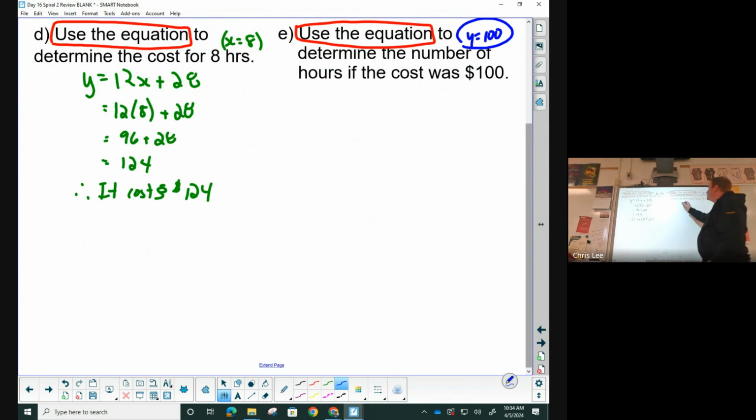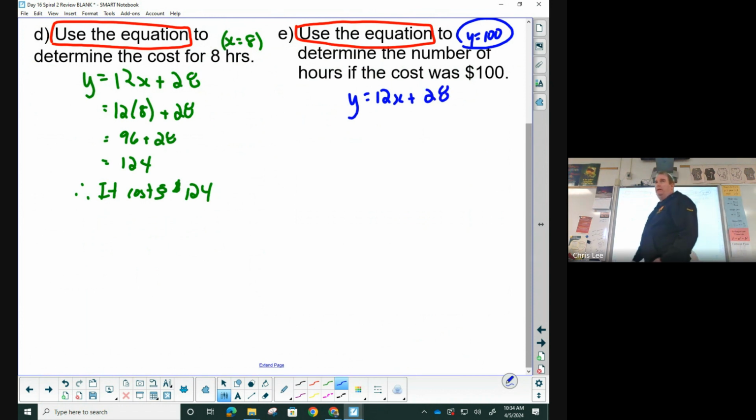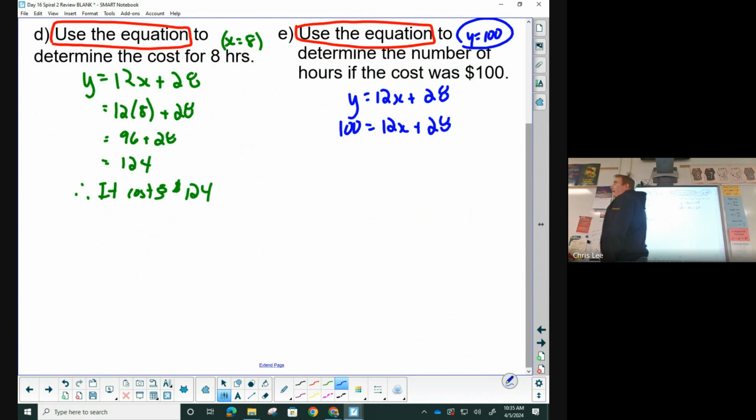So use the equation. This time, where's the 100 go? In front. In the front, in the Y. And what did we get? Everybody, what did we get? Our favorite equation. What did we get? Our favorite equation. Very good. All right.